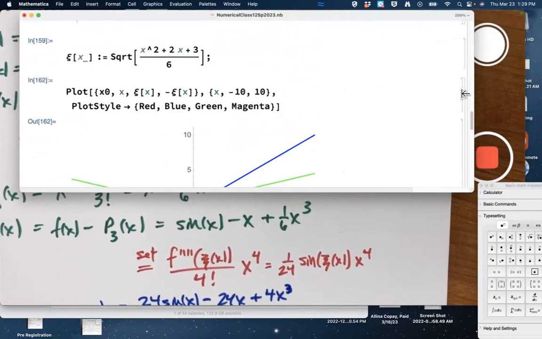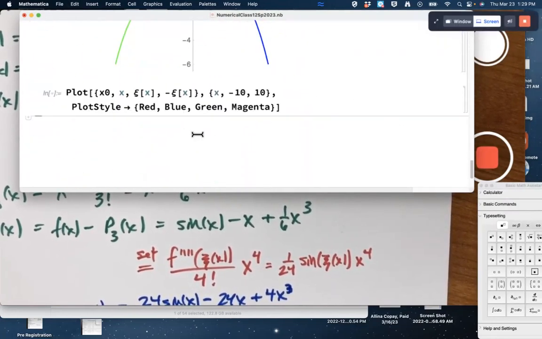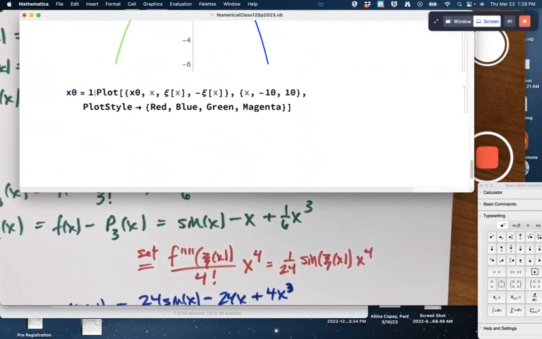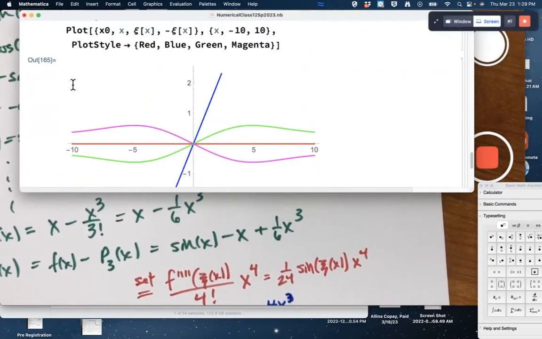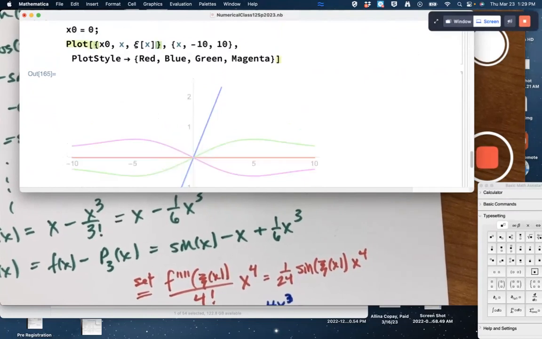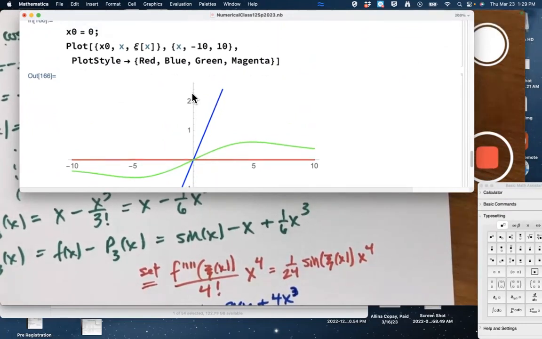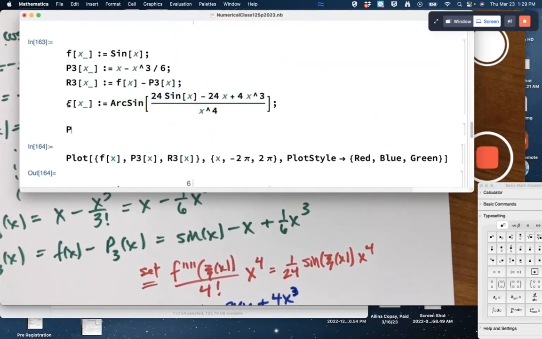And let's see if c of x is always between x0 and x, although I need to change x0 now to 0. And I don't have a negative c of x anymore. It is! It's the green graph. It's always between the red and blue, no matter what x is. I guess the input to the arcsine here is always between negative 1 and 1, though I might as well just go ahead and plot that to confirm it.